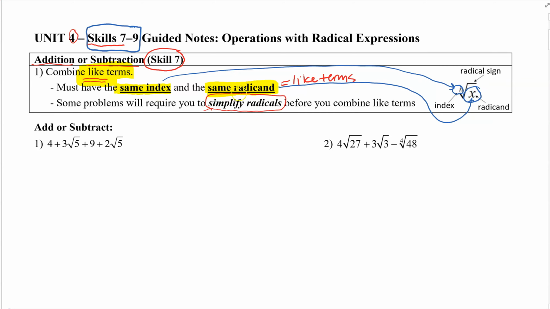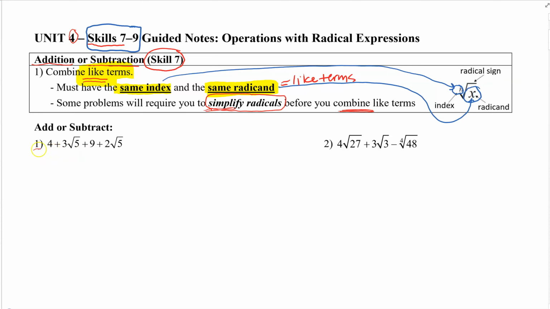Now, sometimes though, you will have to simplify the radicals first to get it to this point. For them to have the same radicand, basically, they'll need to be simplified. And then after you simplify, we will combine like terms. So let me show you what I mean. We'll start with number 1, which is an addition problem. All of the items here are being added.